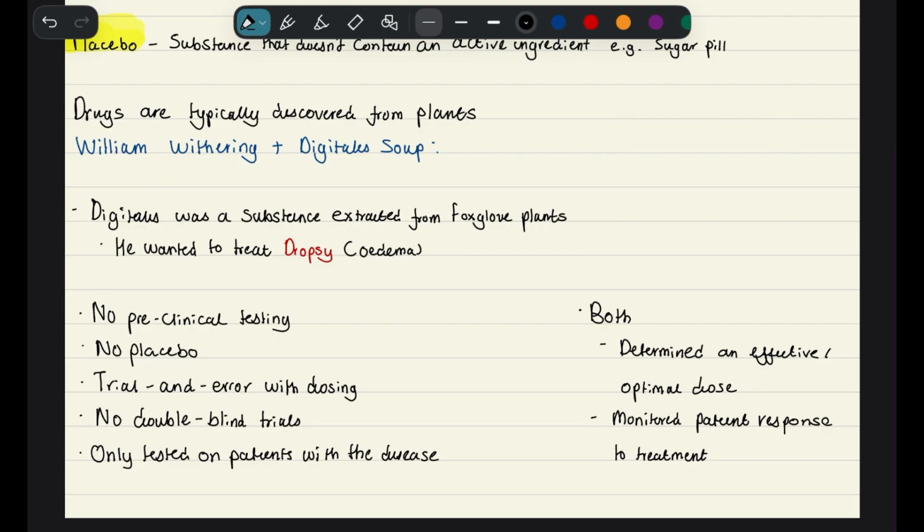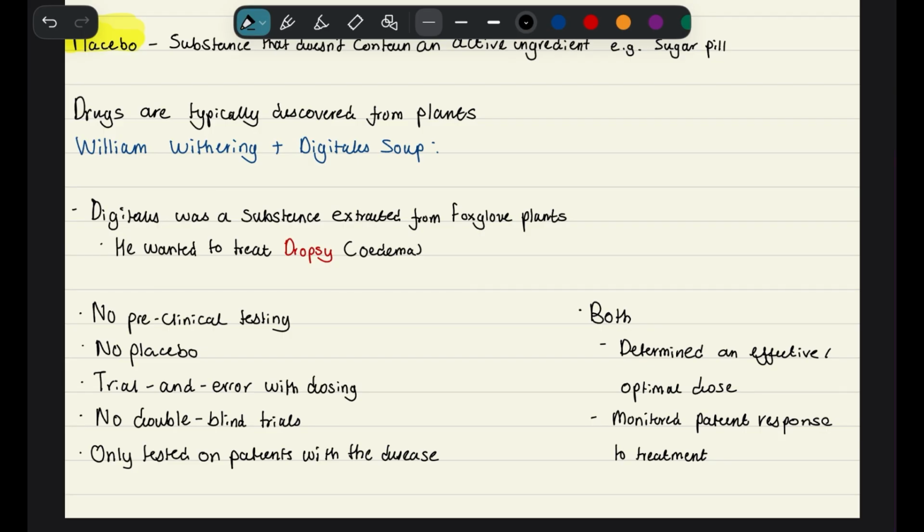You don't really need to know the exact figures for the success rate. They would probably give you that in an exam. But the main thing is comparing this to what we do now. So what do both of them do well? Both of them determined an effective optimal dose and also monitored the patients in response to treatment. But there are a lot more differences.